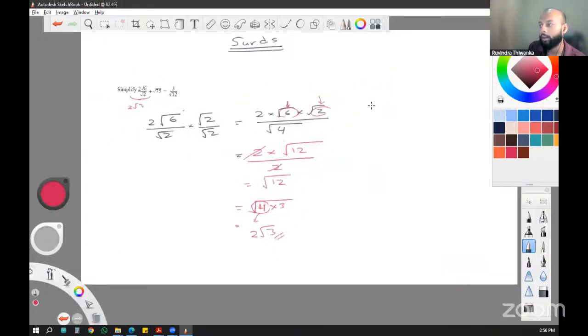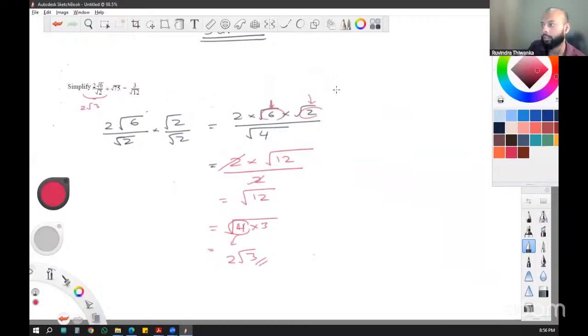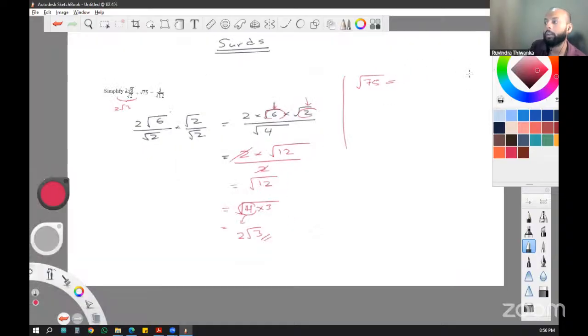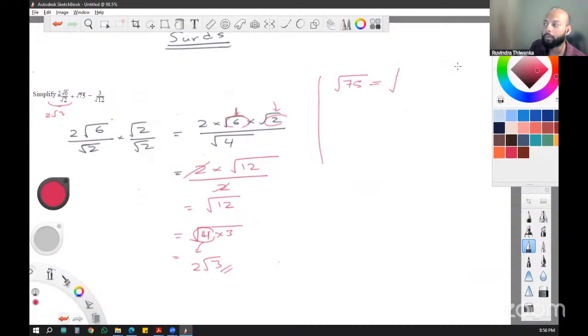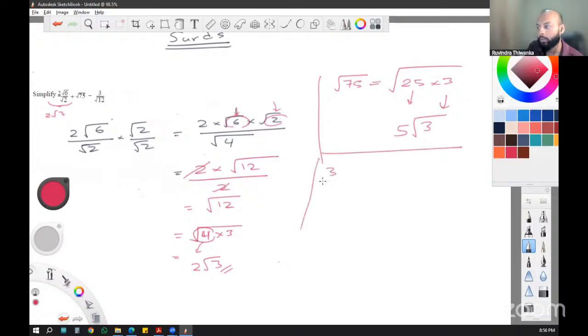Then I'll write the second part, the other one. Root 75. What makes 75 with a perfect square number? 25 times 3. Yes, 25 makes 5, because 5 times 5 is 25. So 5 makes root 25 and root 3 stays here. So root 75 we can write as 5 root 3. What about the last part? 3 over root 12.